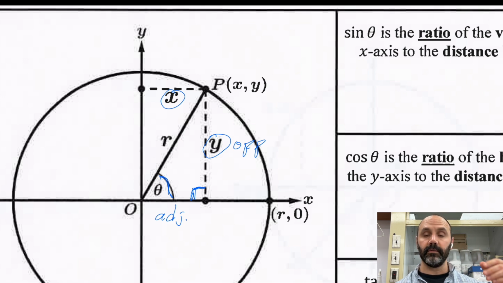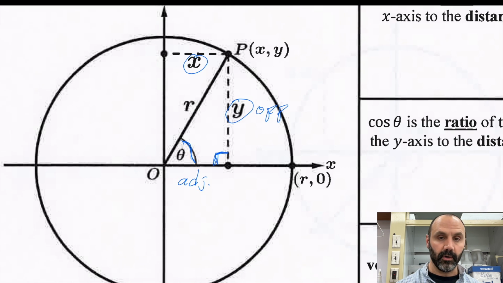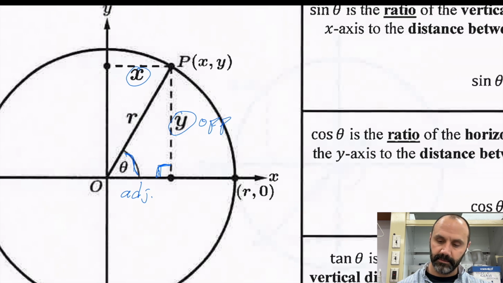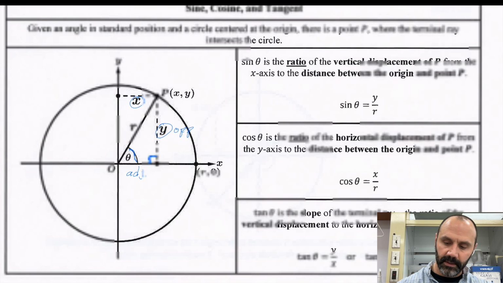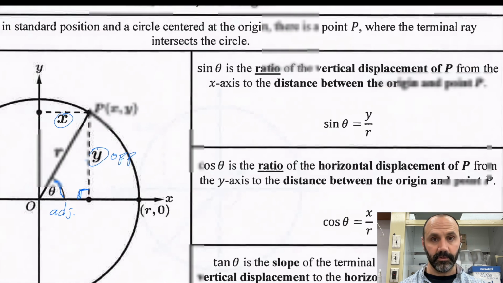If I want to have angles bigger than 90 degrees, going all the way around, then I can have negative x values. That takes me into the second and third quadrants, and negative y values. That takes me into the third and fourth quadrants. So we can get all angles from 0 all the way to 360 degrees, and we can specify them using x and y coordinates.